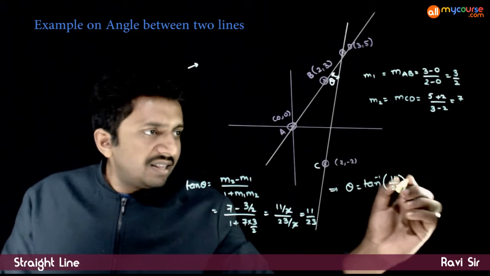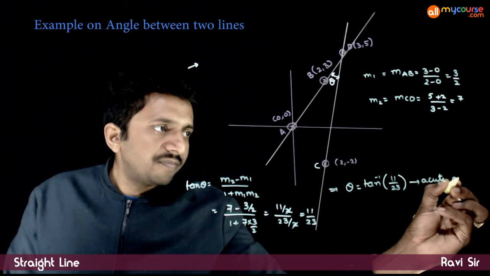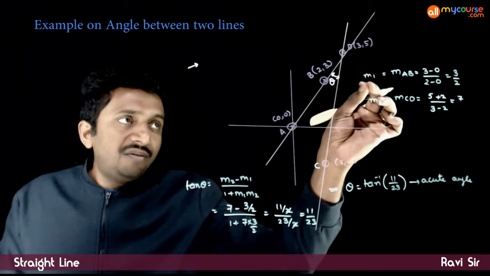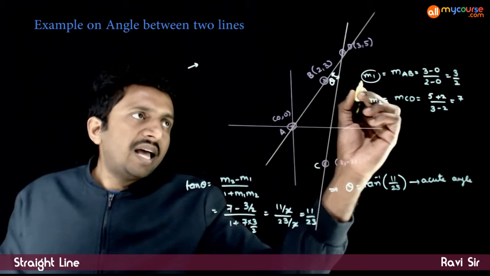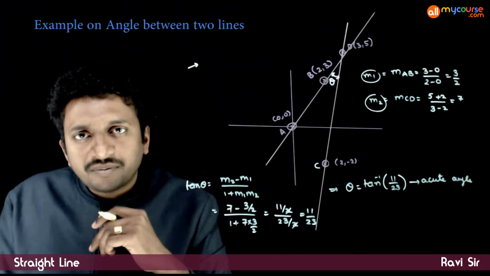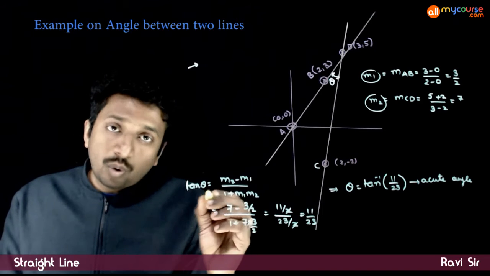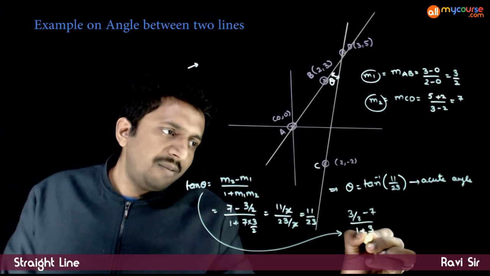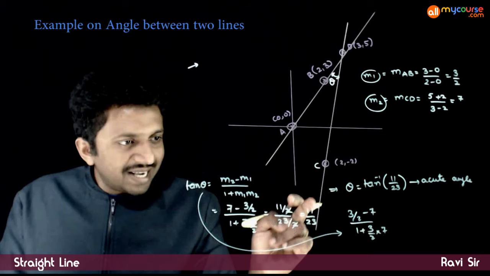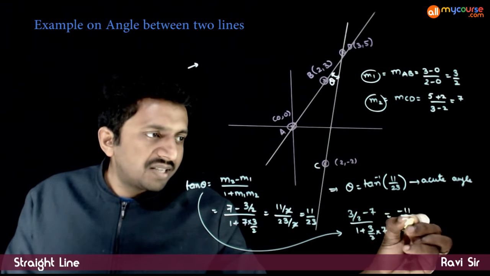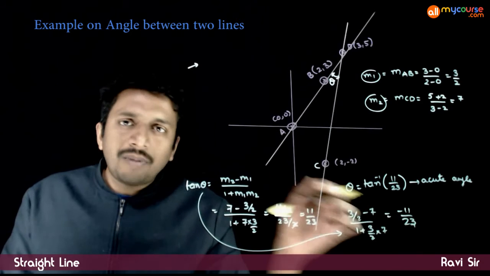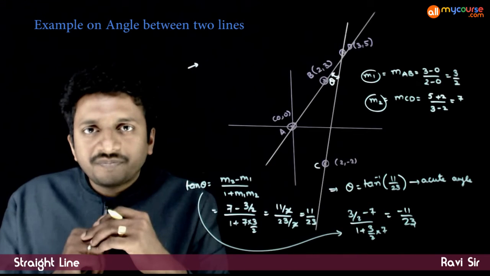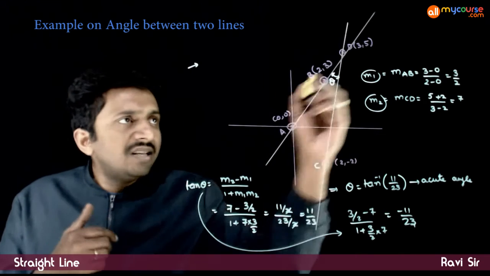So this is the acute angle between these lines. Now, suppose you take the slope of this line as m2 and the slope of this line as m1 and apply the same formula. What do you get in that case? (3 by 2 minus 7) by (1 plus 3 by 2 into 7). You get exactly the same number but with a negative sign. So tan theta is equal to minus 11 by 23. What does this mean? If you find theta from this number, you get the obtuse angle, that is, you get this angle.